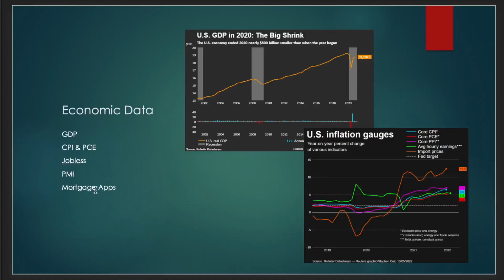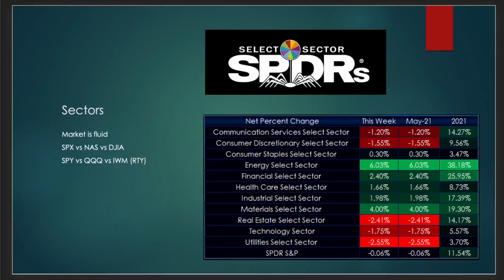There are mortgage apps, which tell you how strong the housing market is. And then you can dive into specific sectors, because some sectors might be green and some sectors might turn red.